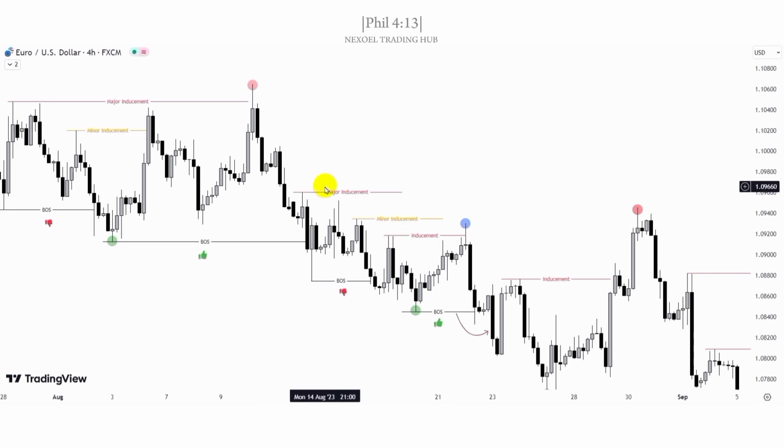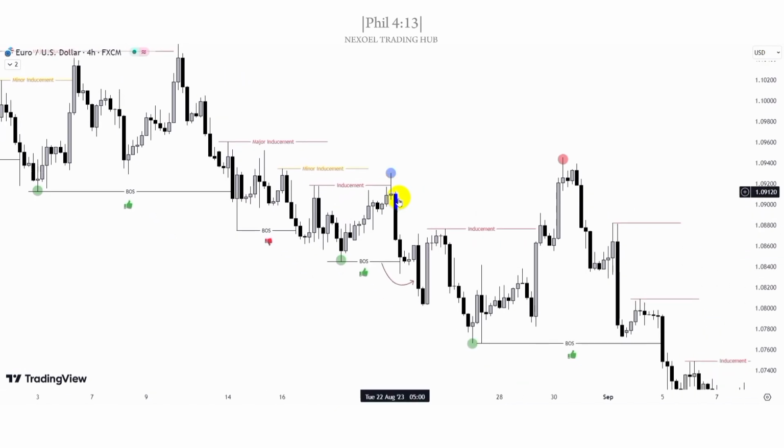So you can see how the inducement was transferred. We have the major, the minor, price created a new inducement. Now price took out the newly created inducement, neglected the minor inducement. And now we can see that price fell to the downside. So this is a valid low point because why? This took out buy side liquidity, took out the inducement. Now we have the fall of price to the downside, and then we have a break of structure.